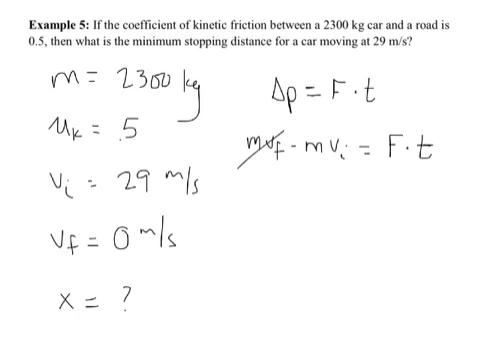So let's drop this off. We get negative m Vi equals F times t. What kind of a force is acting on this object? Kinetic friction, very good. So to get friction, we have to do mu times what? Fn. But Fn is really mg, very good. So this is really mu k Fn.